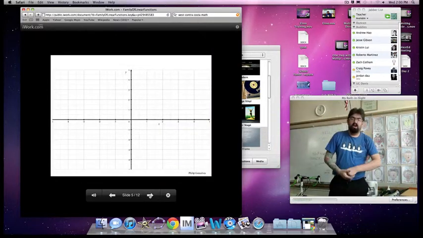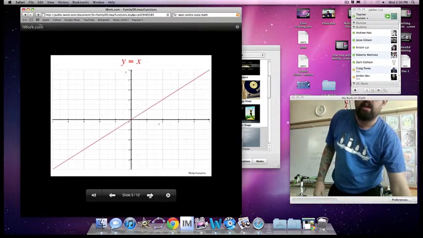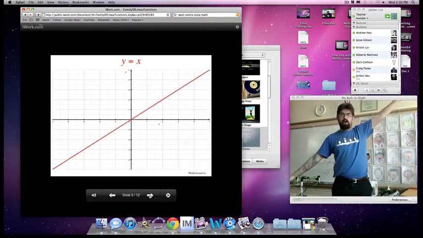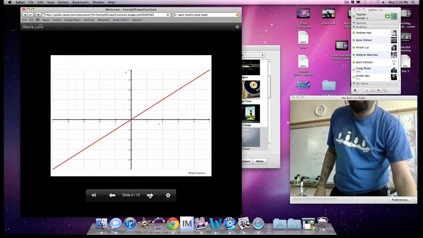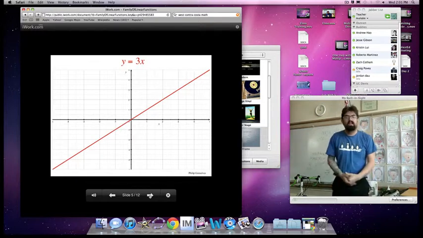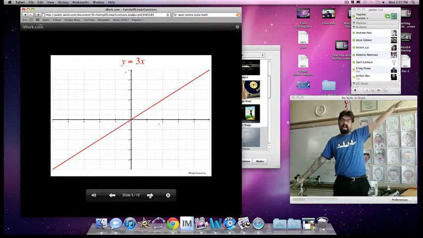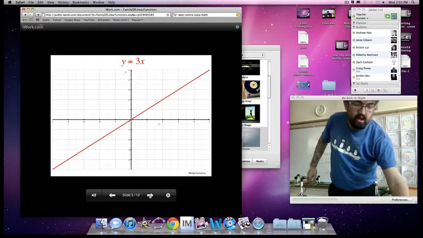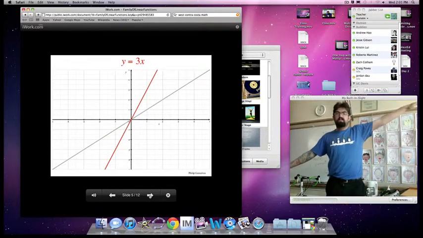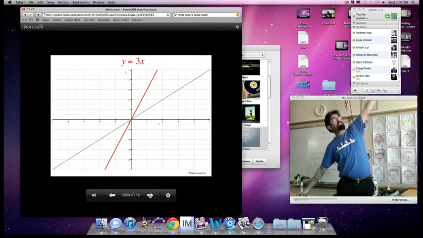Next slide. Here we go. Again, we're going to start with mother. So that's the mother of all equations right there. What if I put times 3 in front of it? So we got y equals 3x. So this is mother times 3. What's going to happen? Oh, there she is. She got more slanted. She just tilted a little bit more by 3.